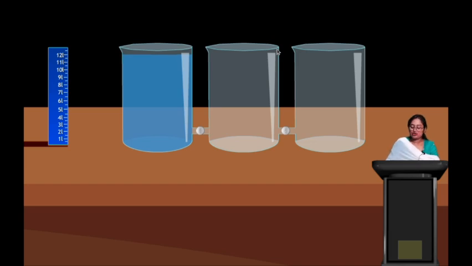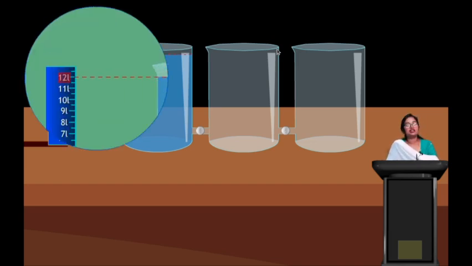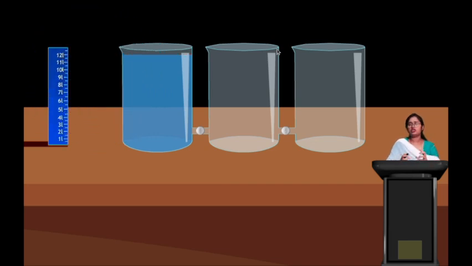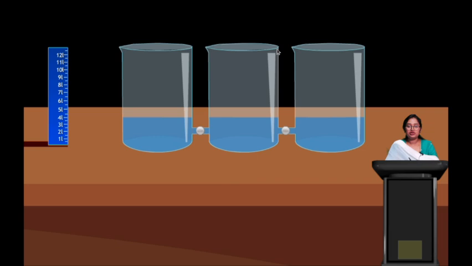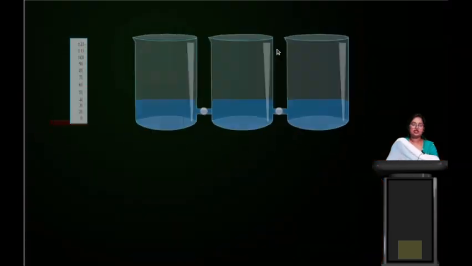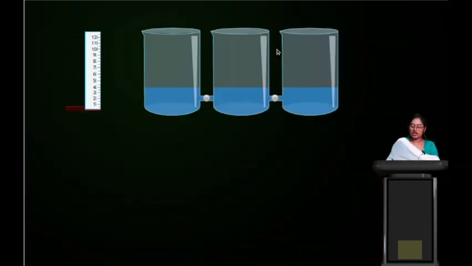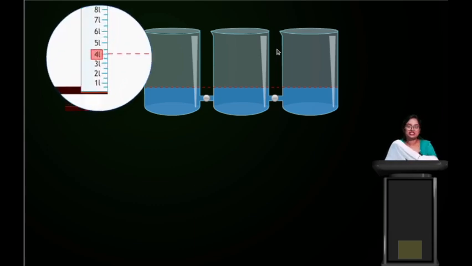Yes. So here you can see it is 12 liters. So children, what I do here is I'll open these valves now. Can you see here? Each beaker has filled with the same quantity of water, isn't it? Yes. So let's measure the quantity of water in these 3 beakers. So here you can see it is 4 liters.